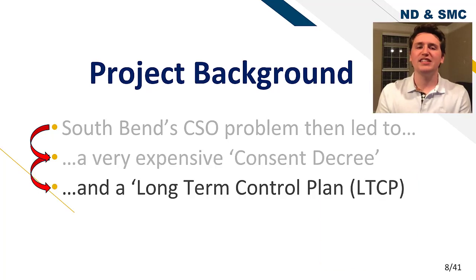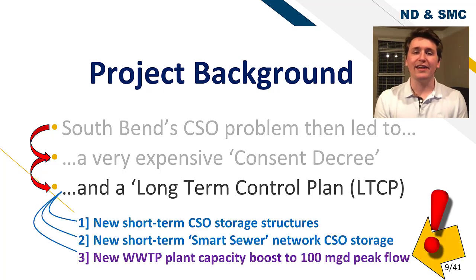A principal concept laid out by this consent decree was that the city of South Bend is required to design and implement a long-term control plan. This long-term control plan has 3 key requirements. First, the city must install new CSO structures for short-term storage of extreme stormwater flows. Second, the city agreed to develop and install a new smart sewer strategy where peak CSO flows can be temporarily stored within the city's existing sewer network.